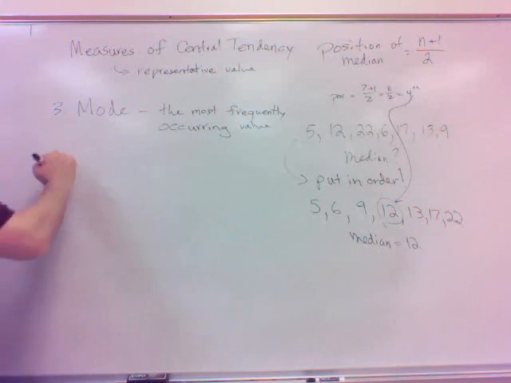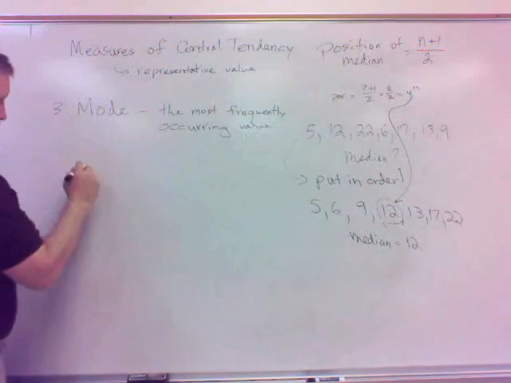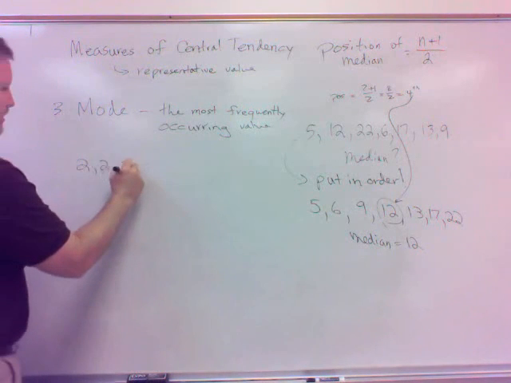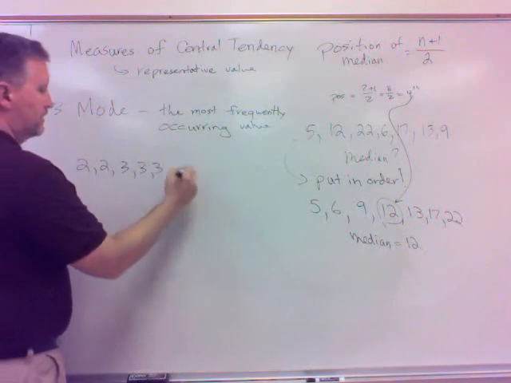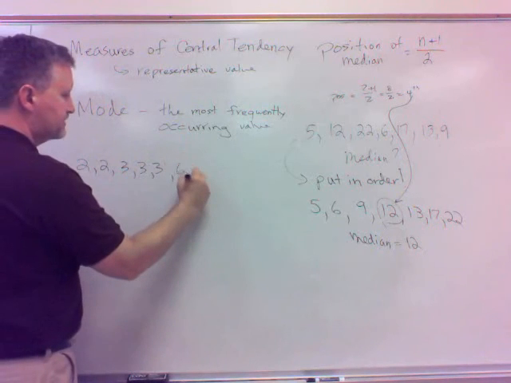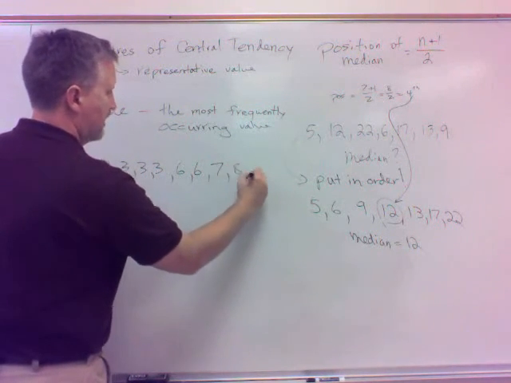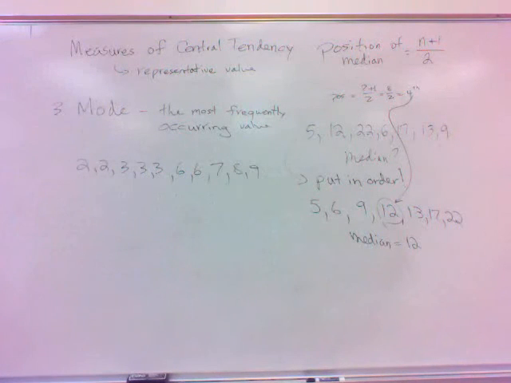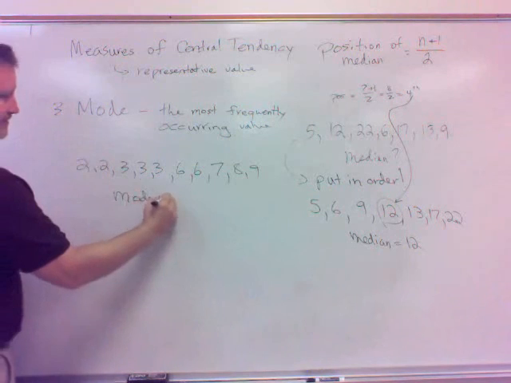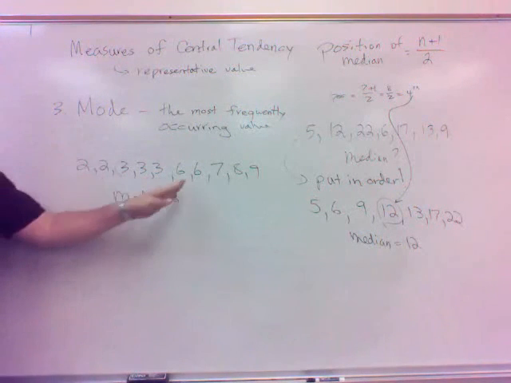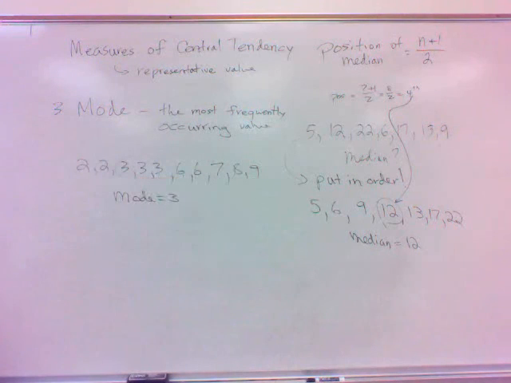So if I had, none of those had duplicates, but if I had some duplicates, say 2, 2, 3, 3, 3, 6, 6, 7, 8, 9. What's the mode? Mode is 3, because it occurs 3 times, this one occurs twice, those are only once. So yeah, the mode is the most frequently occurring number.